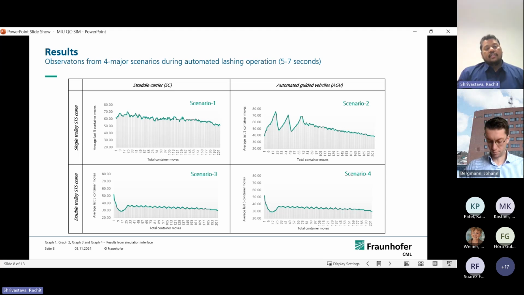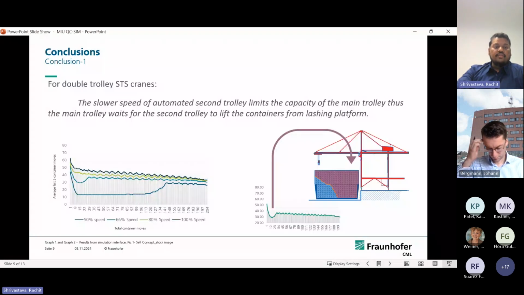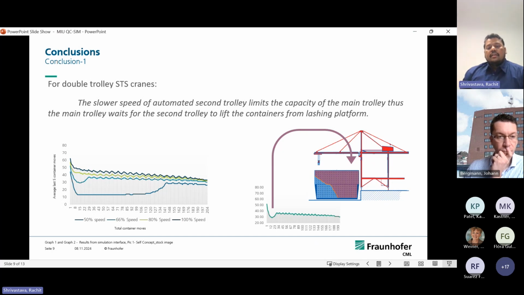Now, based on these results and observations, we developed 2 major conclusions. First is that in the case of double trolley ship to shore cranes, the slower speed of the automated second trolley basically limits the capacity of the main trolley. And that's why the main trolley waits for the second trolley to lift the container. In general terms, it can be seen on the right side of the picture that the lashing operation platform is on the land side. And there you can see a productivity loss in the initial cases, to around 30 to 33 containers. That is basically because every time the main trolley lifts the container near the quay wall, it is waiting for the secondary trolley. Because in automated double trolley cranes, usually the secondary trolley works at a slower speed than the main trolley.